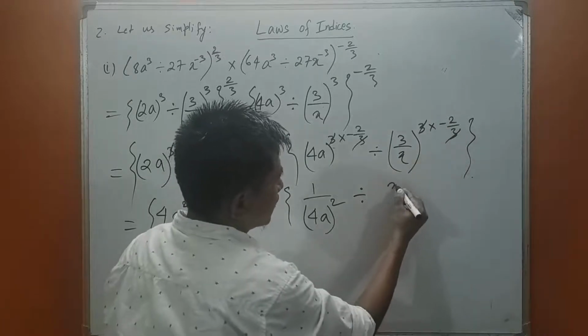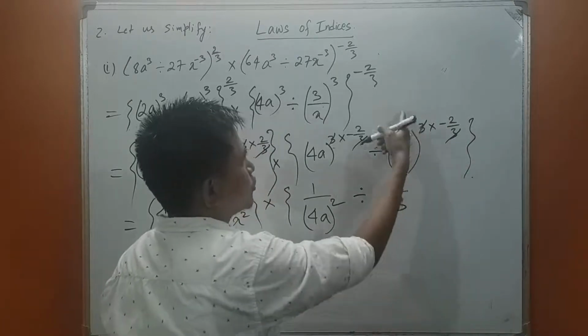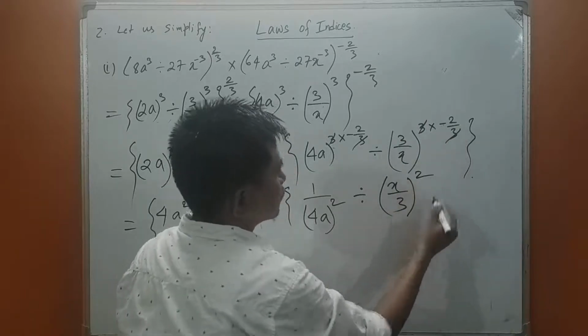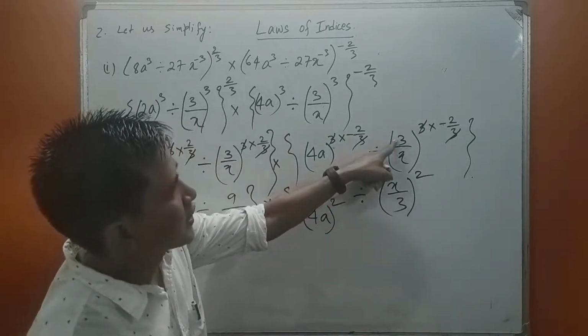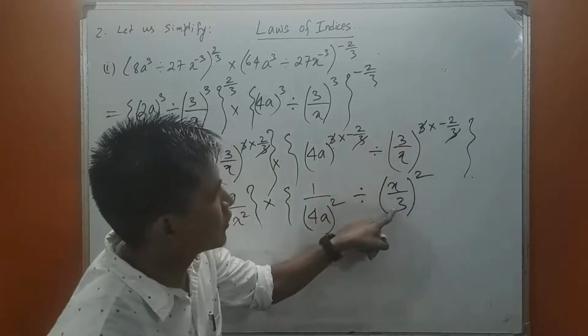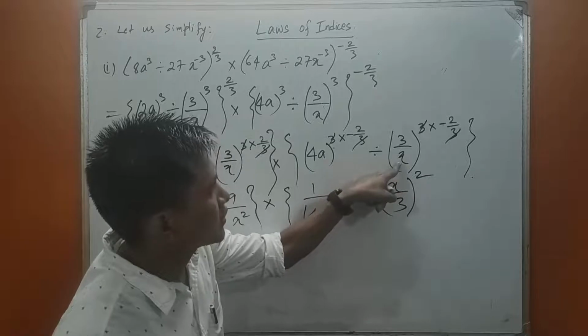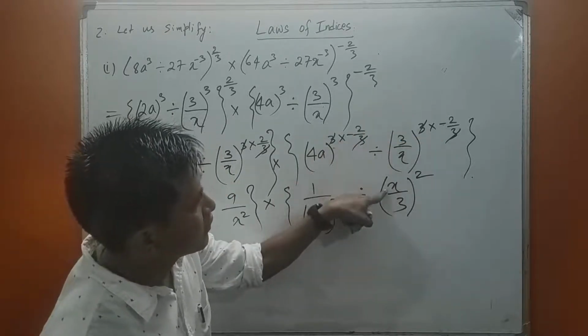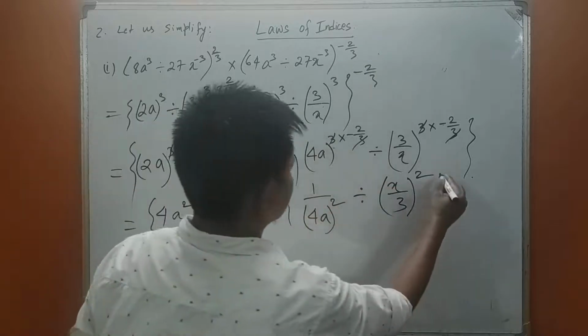So if I take x upon 3, this x goes to the numerator, 3 comes to the denominator, sign of the power changes to plus 2. The sign of the power of 3 is minus 2. If you take it to the denominator, it becomes plus 2. Here the sign of the power of x is minus 2. If you take x to the numerator, the sign of the power changes to plus 2, isn't it?